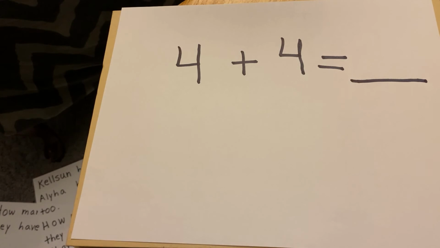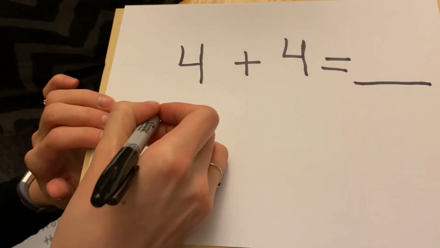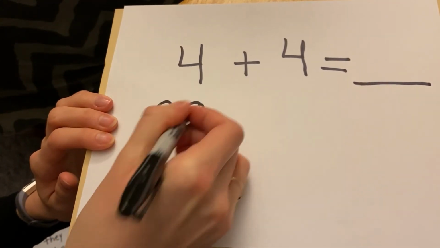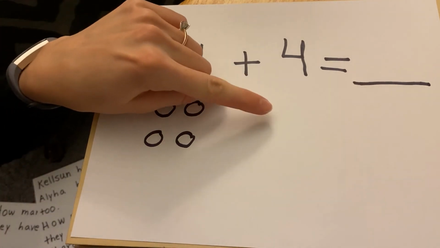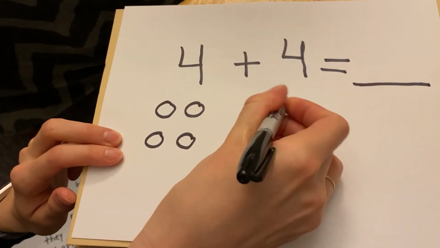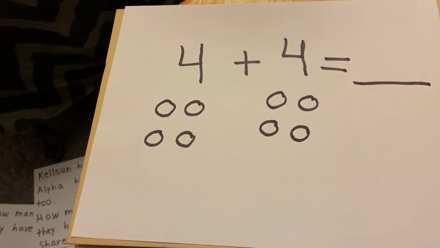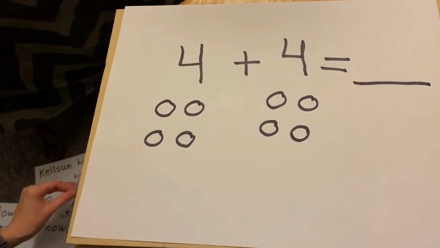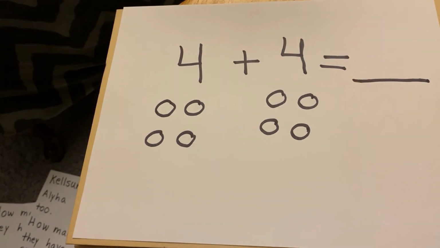Okay, I'm going to draw my circles to see if my paper looks the same as your paper. So first I draw 4 circles. 1, 2, 3, 4. Then I draw 4 more circles. 1, 2, 3, 4. Then I cross off to count how many I have all together. You do that first on your paper and write the number.